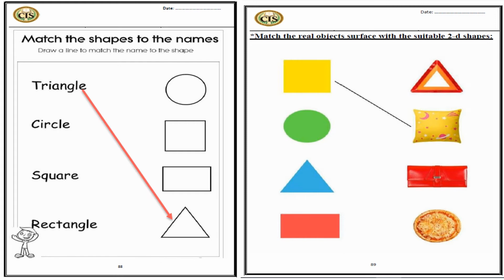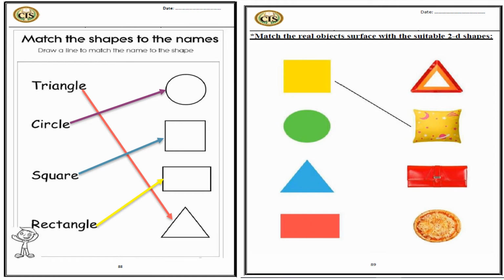And the second name of shape is circle. Which one of the shapes is circle? It's the first shape. Then we have square. Which one of these is a square? The second or the third? It will be the second shape. Then the last one is rectangle. This is the rectangle.